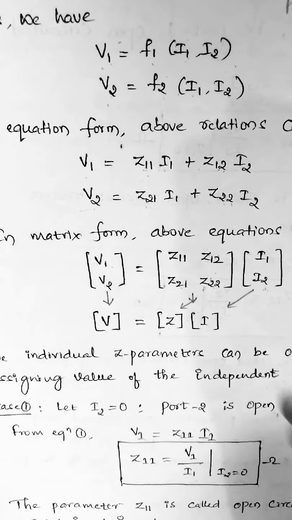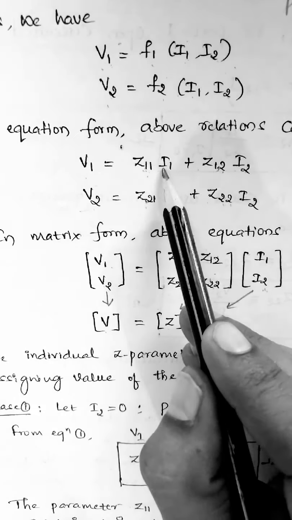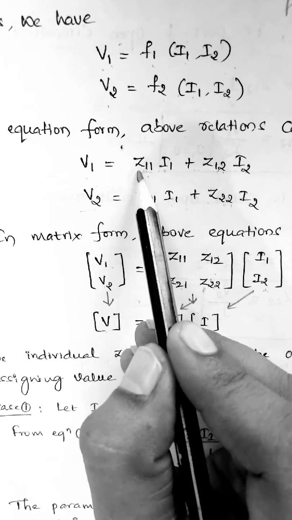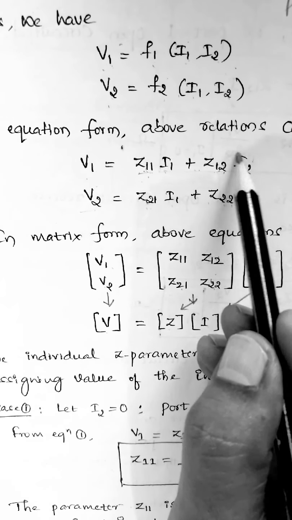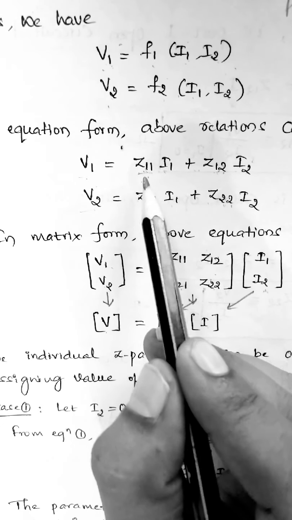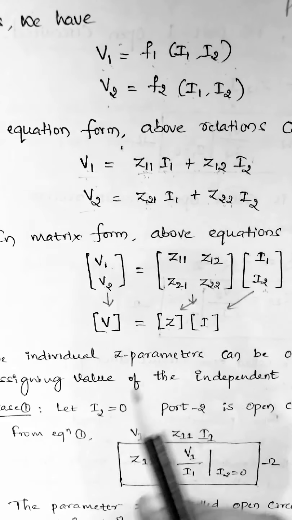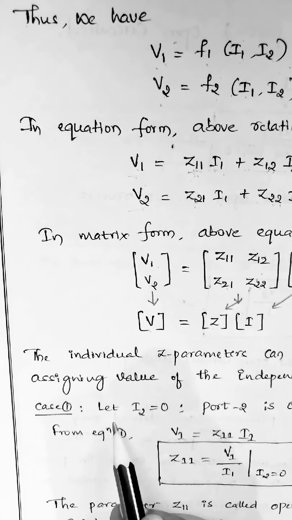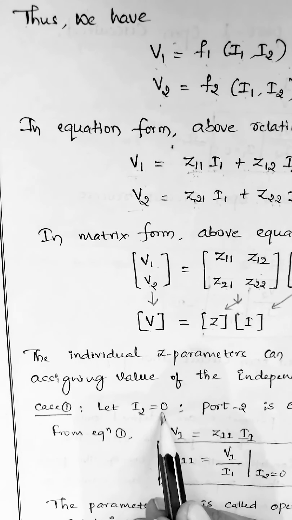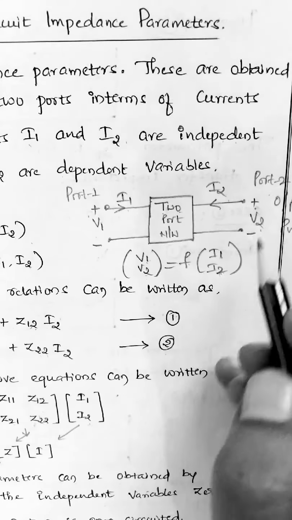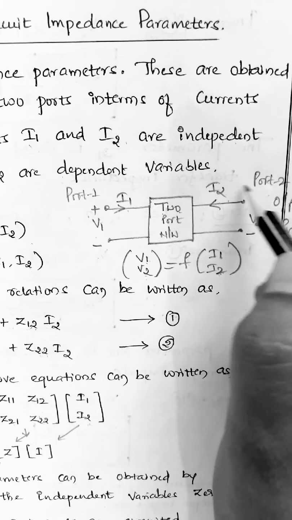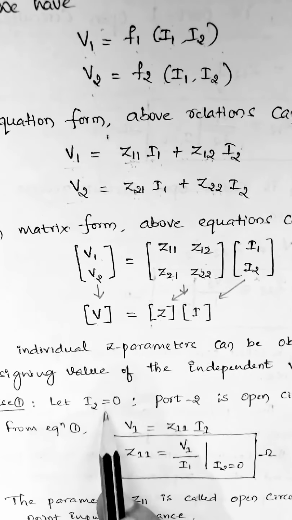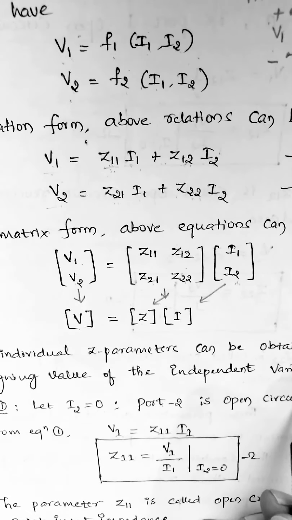See here in equation 1, V1 equal to Z11 into I1 plus Z12 into I2. We want Z11. We get Z11 only if the current I2 is 0, then Z11 equal to V1 by I1. Because of that reason, in equation 1 as well as in equation 2, make I2 equal to 0. Let us take the first case, I2 equal to 0. If we make I2 equal to 0 in this diagram, it becomes open circuit. So if I2 equal to 0, port 2 is open circuited.